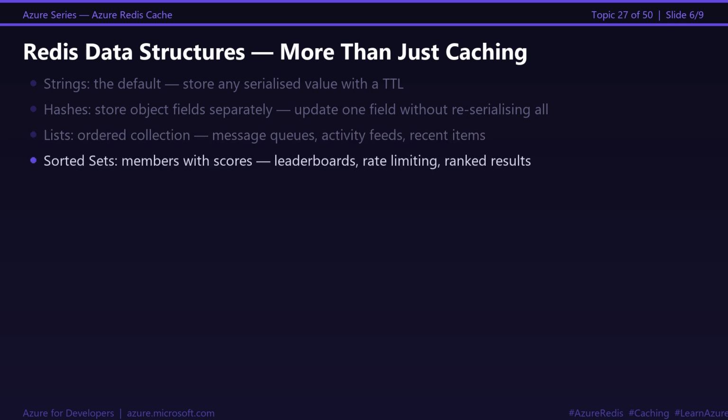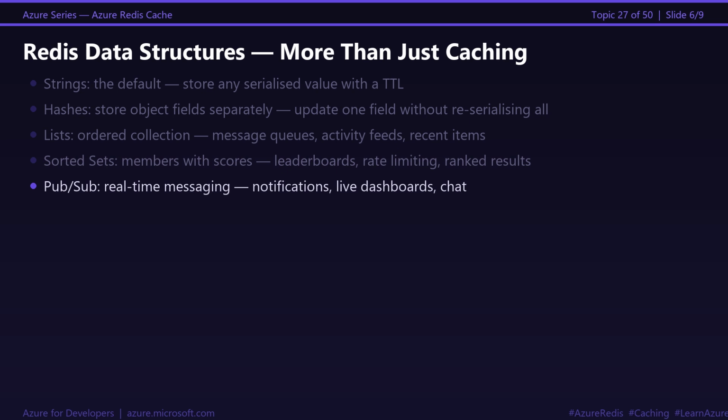Rate limiting with sorted sets is a common pattern. Store request timestamps in a sorted set per user. Count how many timestamps exist in the last 60 seconds. Above the limit, reject the request. Old timestamps expire automatically.